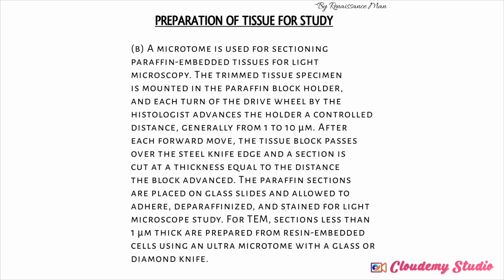What's a microtome? Microtome is an instrument that is used for sectioning a paraffin embedded tissue for light microscopy. So before you can put a tissue under the microscope, you are going to place it under the microtome so that it can be cut. And these are the processes we use in running a microtome. I'm going to show you a picture of a microtome now.